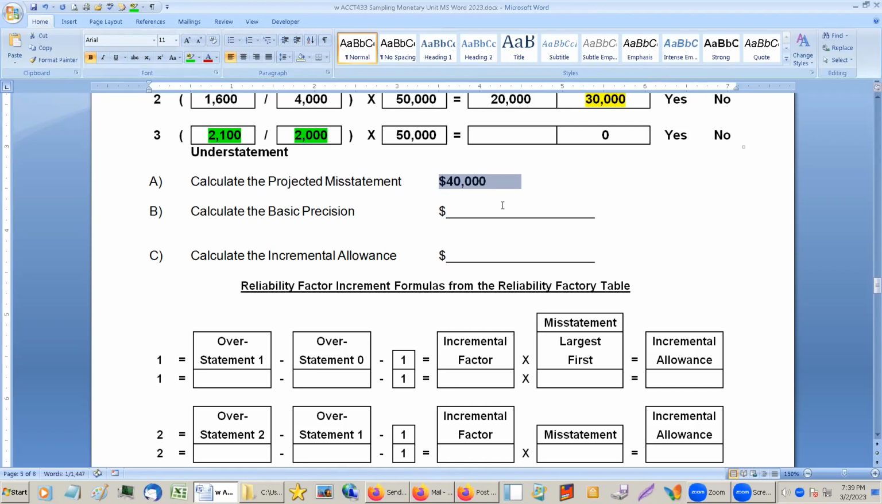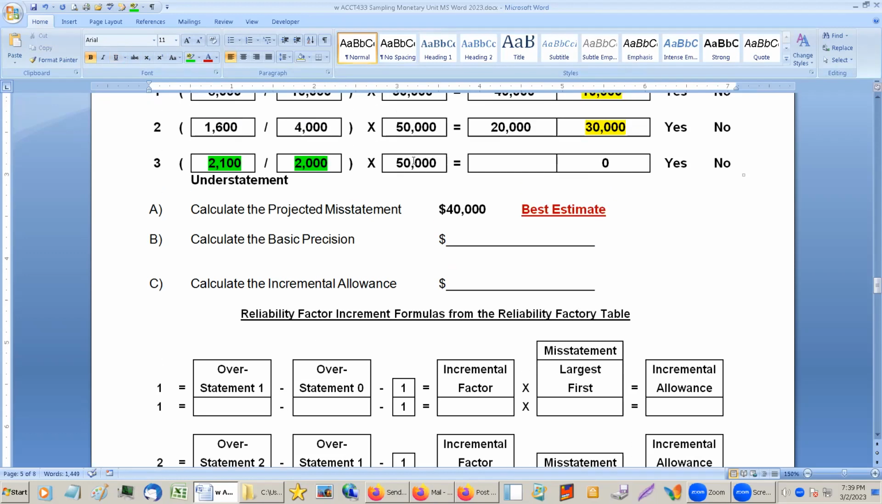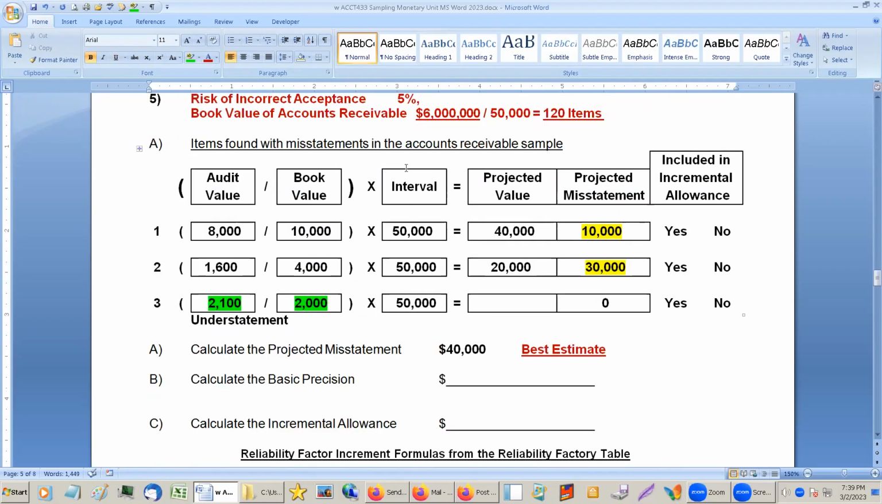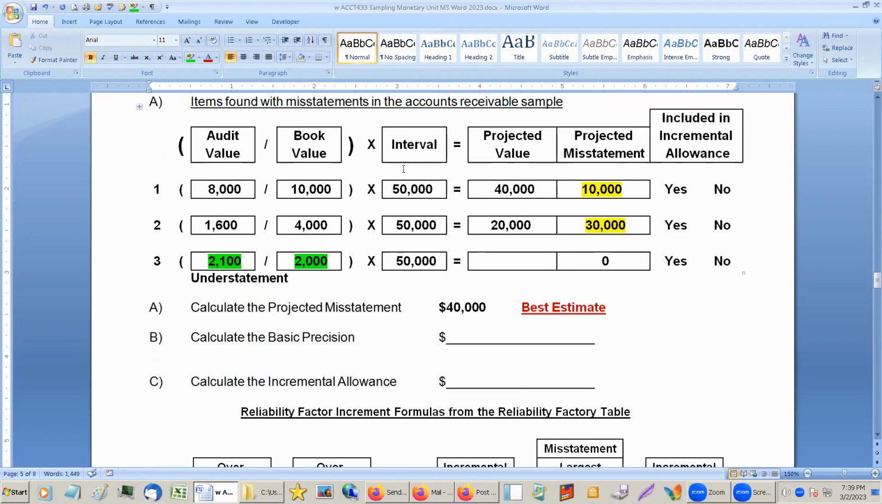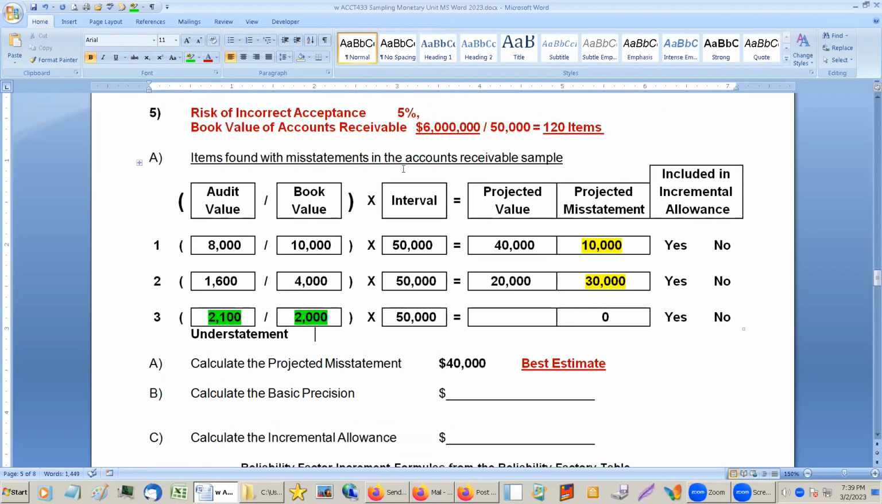And by the way, this is our best estimate as far as what the book is off by. So our best estimate is that this is off by 40,000. Now, it is a sample, so it could be off by more. So our best estimate is it's off by 40,000, but it could be off by more than that.